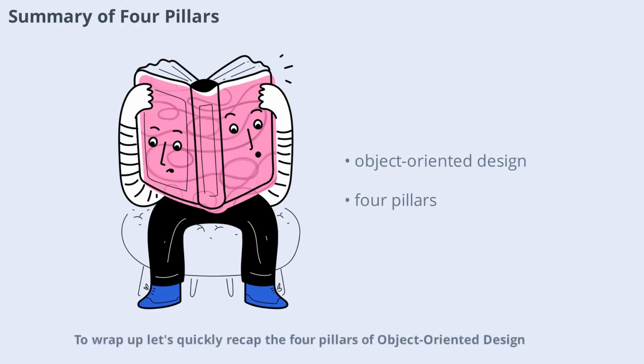To wrap up, let's quickly recap the four pillars of object-oriented design. Encapsulation protects an object's state and controls how data changes. Inheritance enables code reuse and consistency. Polymorphism allows the same operation to have different implementations, making systems flexible and extensible. Abstraction hides complexity and exposes only what is necessary. Together, these principles form the backbone of effective software design, helping you build systems that are robust, maintainable, and easy to extend.